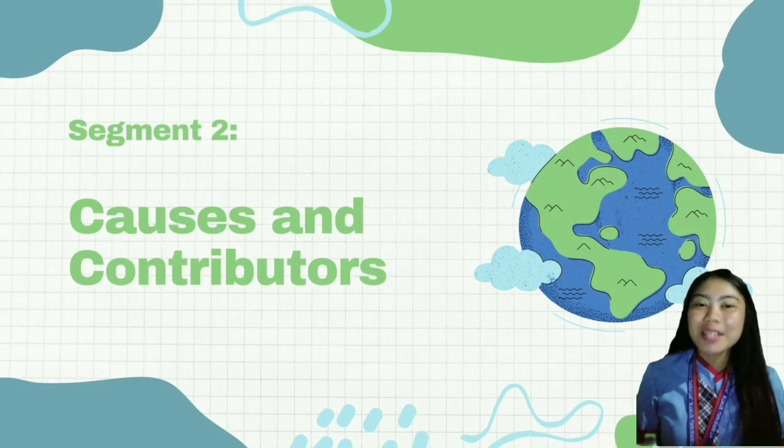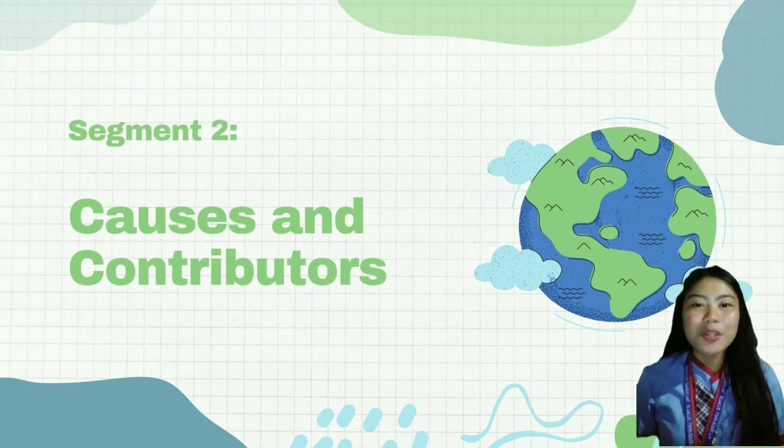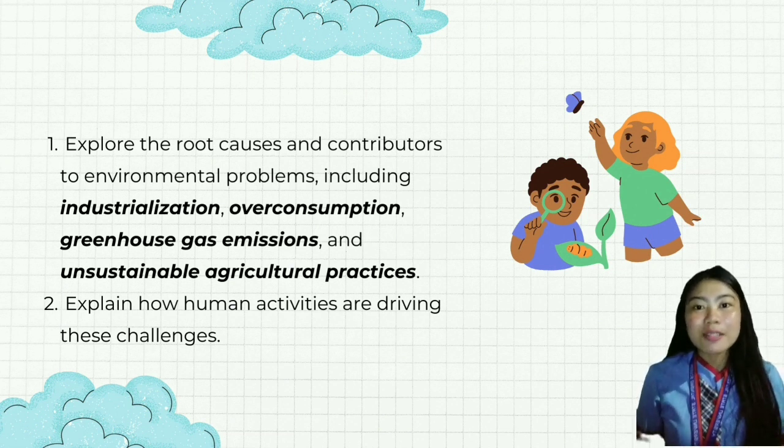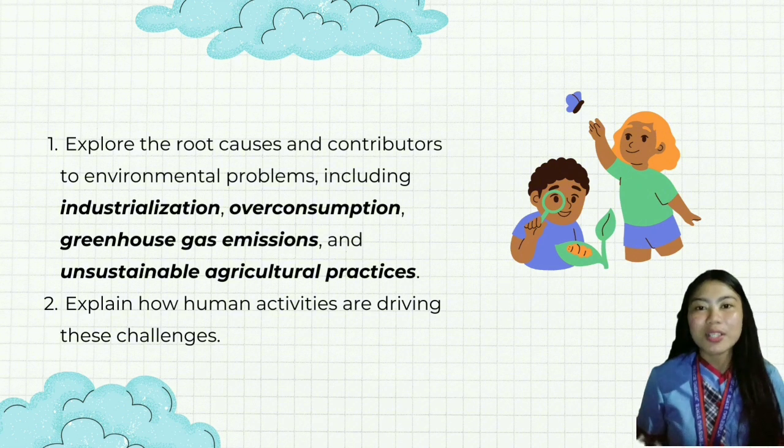Now we are down to our second segment, wherein we are going to explore the root causes and contributors to environmental problems such as industrialization, overconsumption, greenhouse gas emissions, and sustainable agricultural practices, and explain how human activities are driving these challenges.